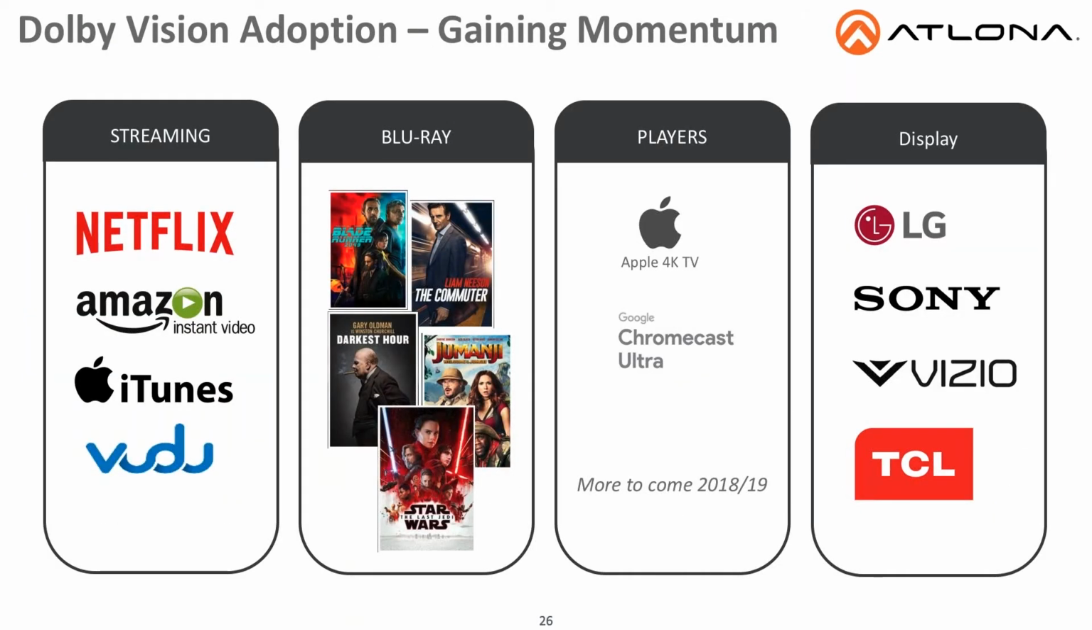Dolby Vision adoption is definitely gaining momentum over streaming services. We have Netflix, Amazon, iTunes, and Vudu all streaming in HDR and Dolby Vision. We have some Blu-ray adoption, some new title films coming out. For players, we have the Apple 4K TV and the Google Chromecast. And even display manufacturers are hopping on this Dolby Vision wagon, with LG, Sony, Vizio, and TCL.